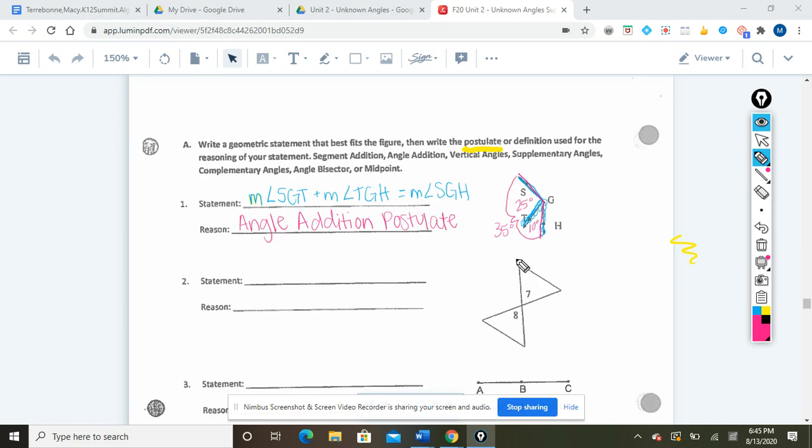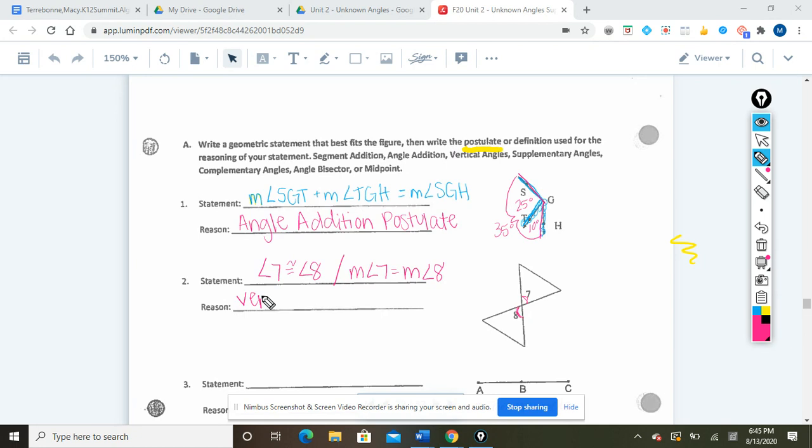All right, number 2, we should know what kind of angles 7 and 8 are. So think about what kind of angles 7 and 8 are and look at what it lists in the directions. If you said vertical angles, you're right. So we can either say the measure of angle 7 is equal to the measure of angle 8, or we could say angle 7 is congruent to angle 8. Either one means the same thing. Congruent angles and equal measure, same thing.